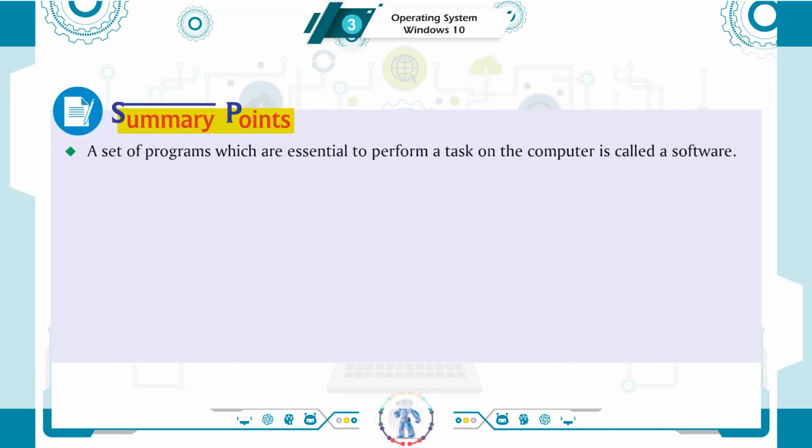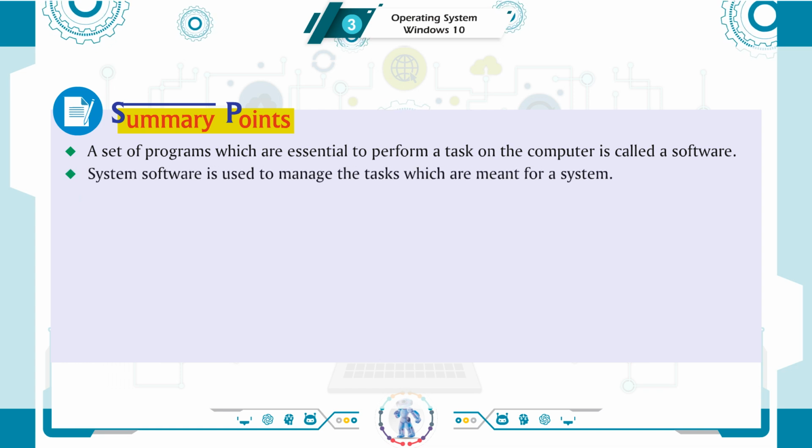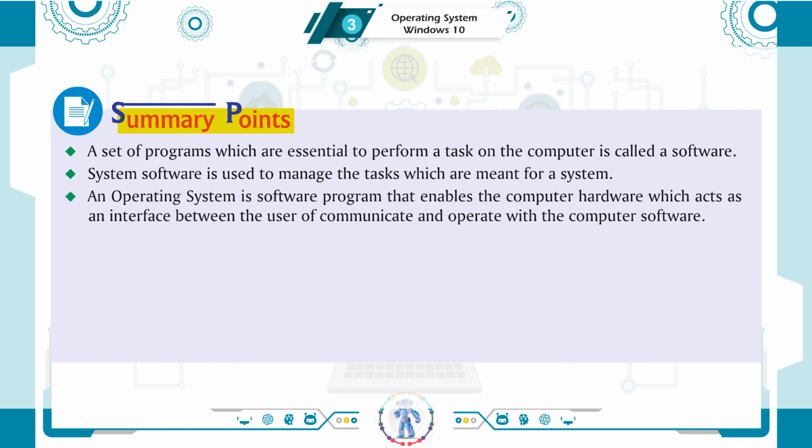Summary points. A set of programs which are essential to perform a task on the computer is called a software. System software is used to manage the tasks which are meant for a system. An operating system is a software program that enables the computer hardware to act as an interface between the user and the computer, to communicate and operate with the computer software.